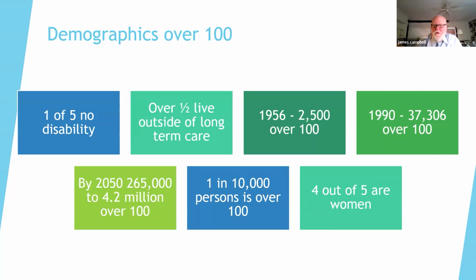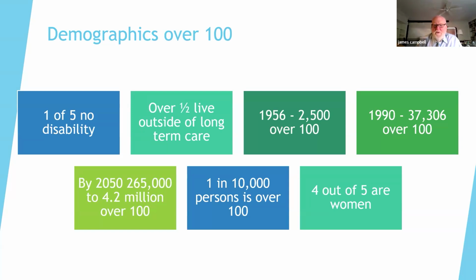1 out of 5 people over the age of 100 have no disability. About half are living outside of a facility, outside of long-term care. Between 1956 and there were 2,500. By 2050, 265,000 to 4.2 million people over the age of 100 in the United States.